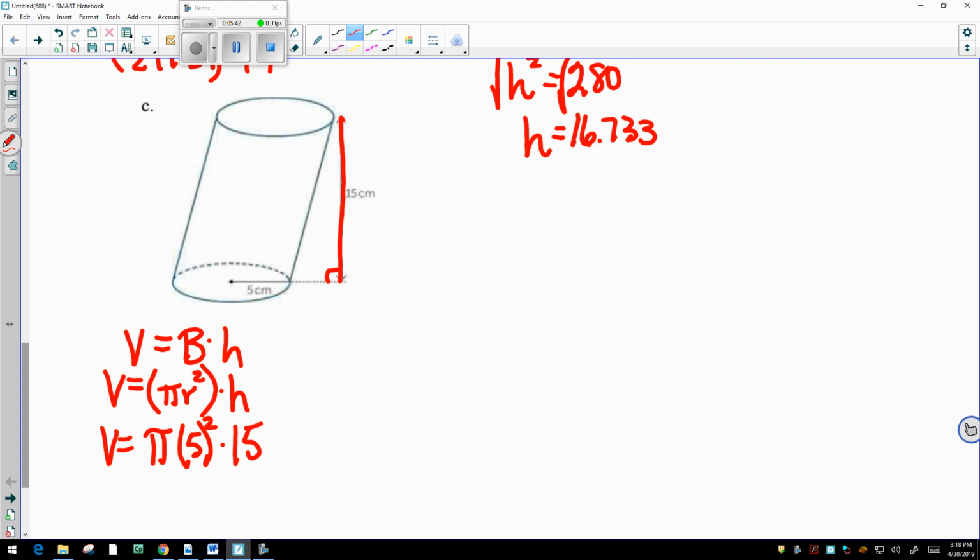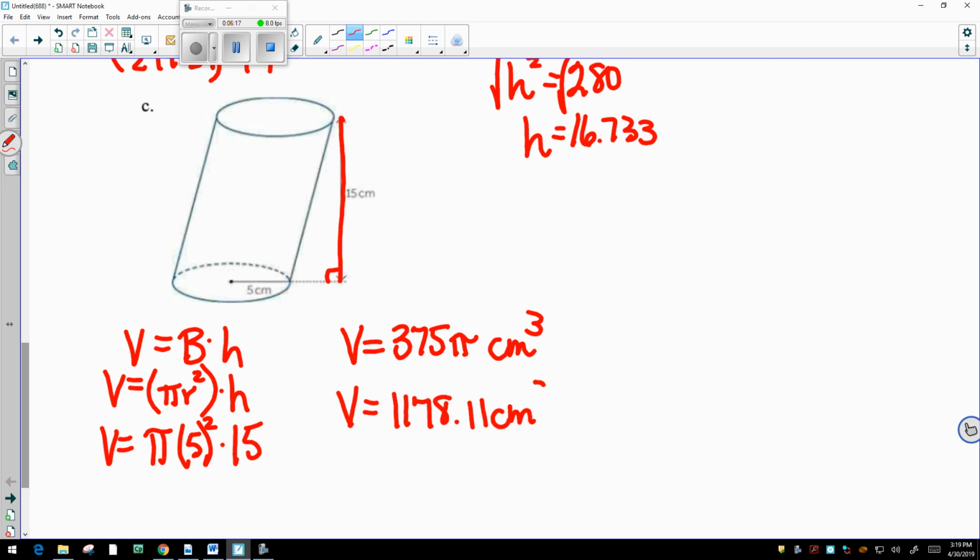And if we were to multiply this out, a form that they could ask us to leave our answer in is either exact or in terms of pi. If we were to do that, that's saying take our 5 and square it, we get 25. Multiply that by 15, and we get 375. Then I could attach the pi. So this would be called either exact or in terms of pi, and I could label that with centimeters cubed. Since the question said rounding to the nearest hundredth, we're going to actually plug this all in and get 1,178.11 centimeters cubed.